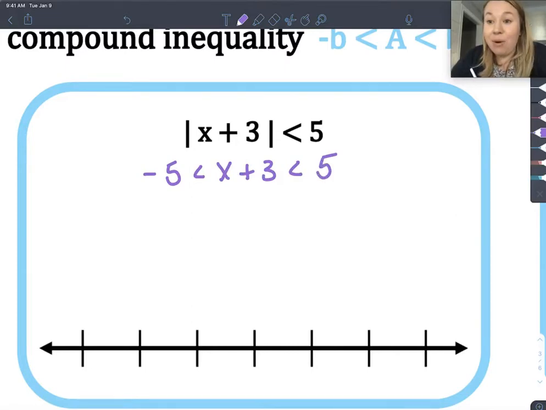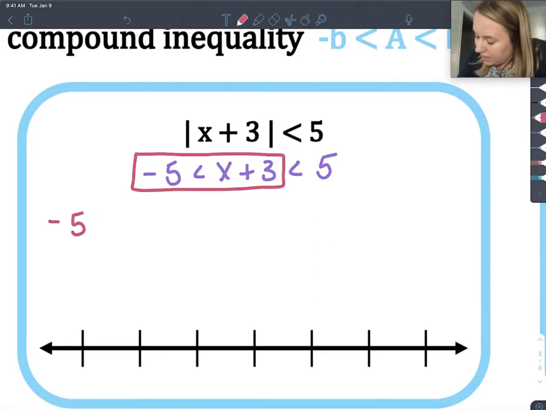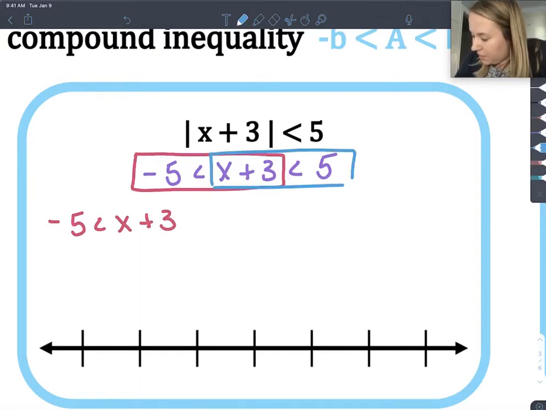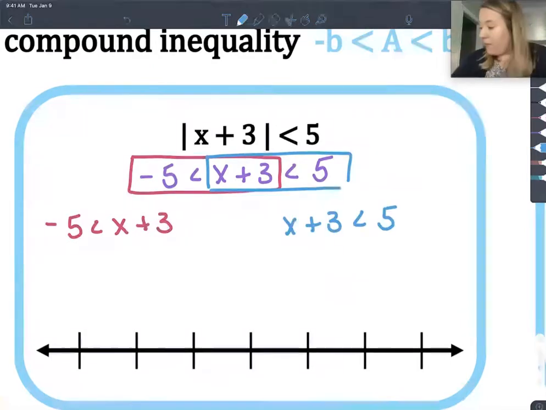And if you remember, when we're solving AND inequalities, we are going to write two inequalities based off what we're given. So I'm going to write an inequality based off this first half here. So negative 5 is less than x plus 3. And I'm going to write one based off the second half here. So x plus 3 is less than 5. Then I can solve for both of them.